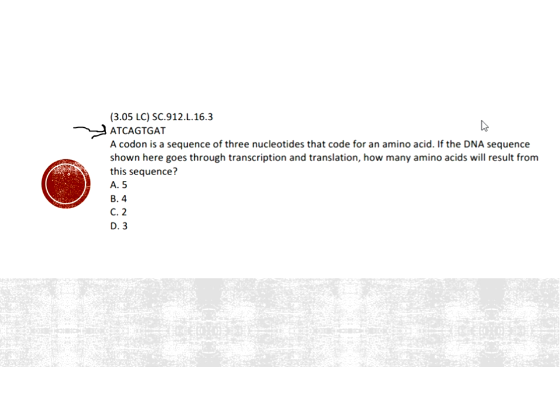If we know that a codon is a sequence of 3, and 1 codon codes for 1 amino acid. D, excellent, perfect. We would get 3. That's because if we break this up into 3 blocks, every 3 nucleotides is 1 amino acid. So we have 1, 2, and then 3.